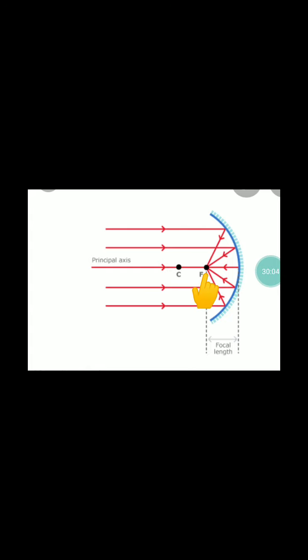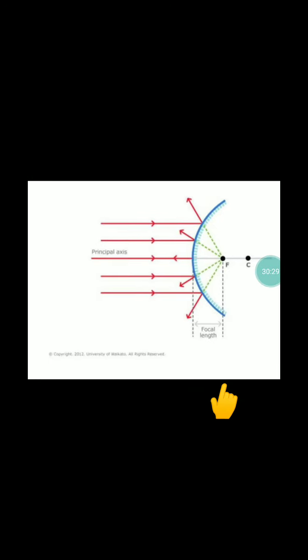And the distance from this F to P, here P is not marked, this is the P, the center of the mirror, and this distance PF is called focal length. Okay, the distance PF, this distance from F to P is called focal length. Now we are moving to the definition of focus of a convex mirror.